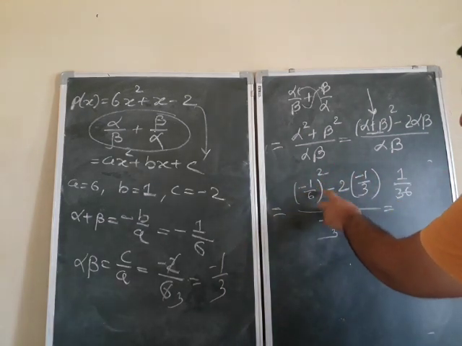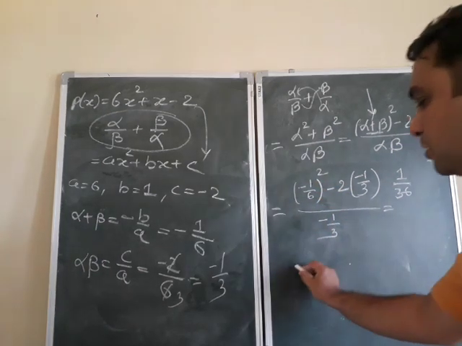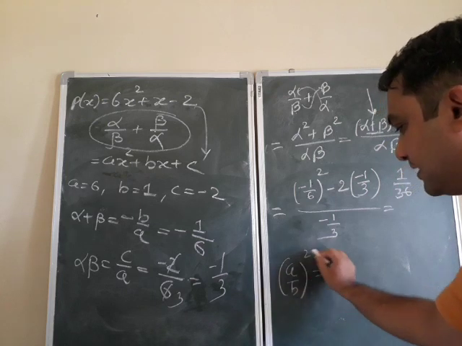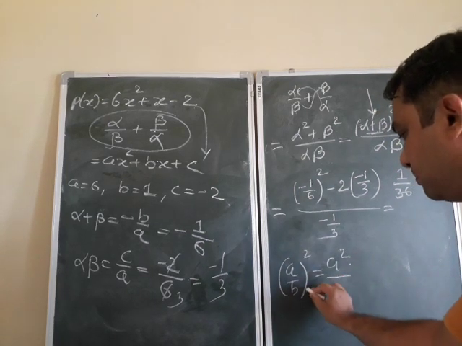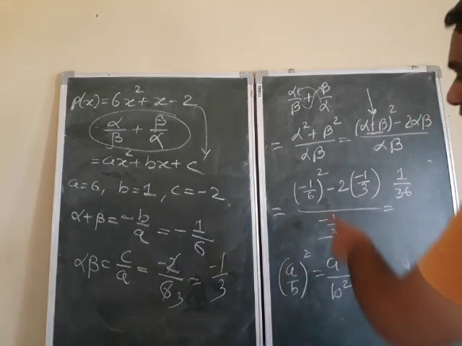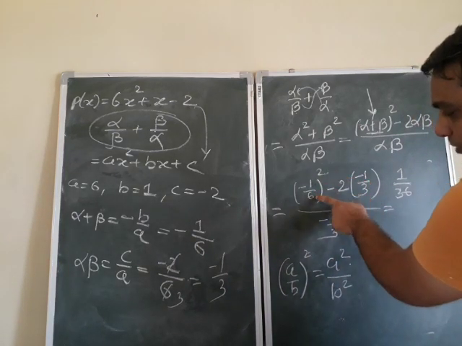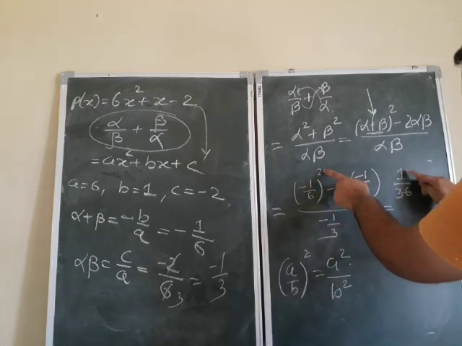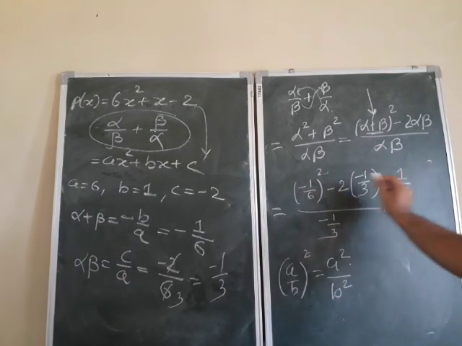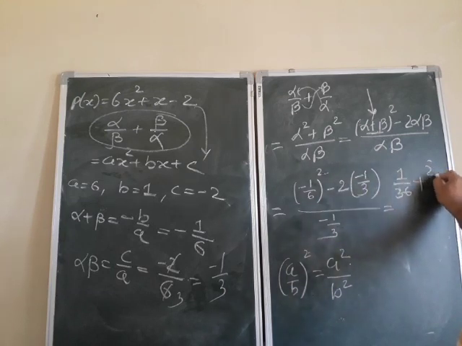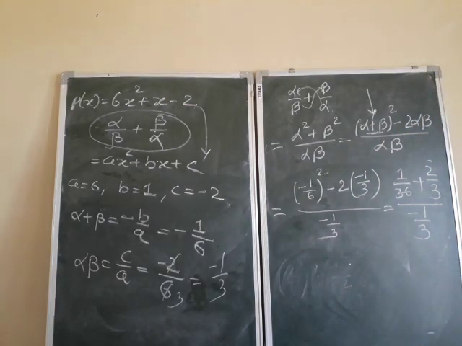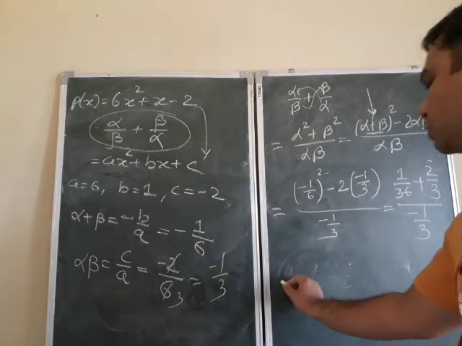And this is solved by exponential rules. Exponential functions have a rule: if a upon b whole square, then this is a square upon b square. So here it is minus 1 square upon 6 square. Minus 1 square is 1 and 6 square is 36. Minus minus plus 2 upon 3 upon minus 1 by 2.